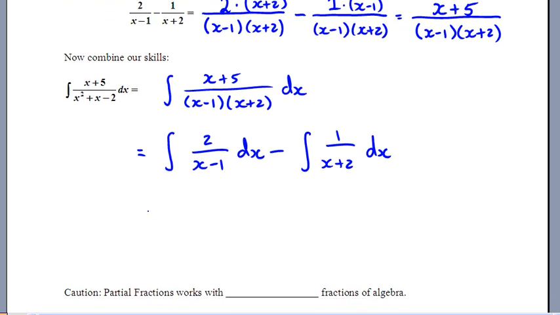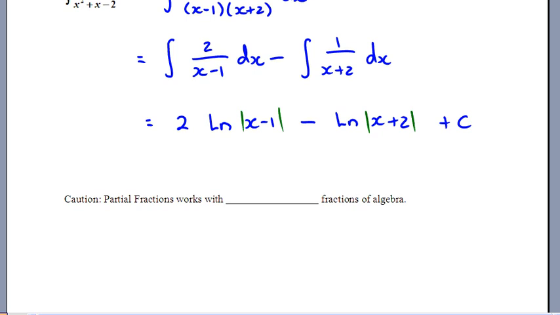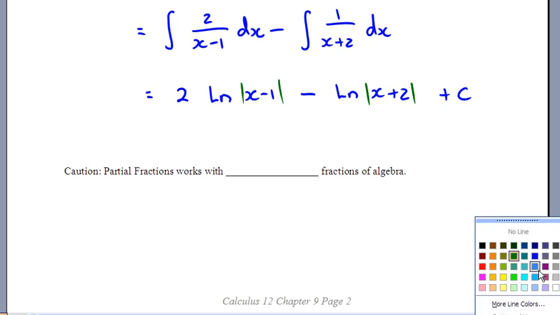And so the answer to this question would actually just be 2 times the ln of x minus 1 minus the ln of x plus 2. We'll throw on a c for good luck, maybe some absolute value bars just to be safe. And there you go. That would be a neat way to actually do this antiderivative. I should point out there's one limitation to doing this partial fractions method.